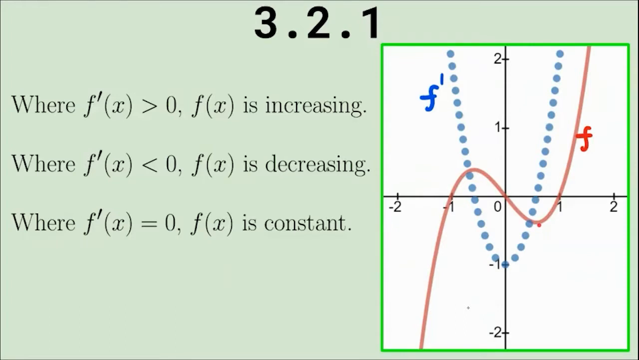Now, wherever it's equal to 0, if you notice the derivative is equal to 0 here, you'll notice on the actual graph, it's a horizontal tangent line. Look at that. That's insane. Over here, horizontal tangent line, that means the slope is 0. Look at the blue, 0.